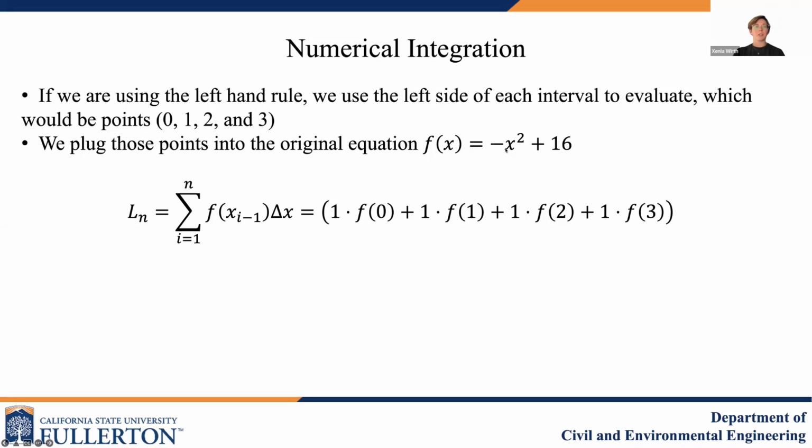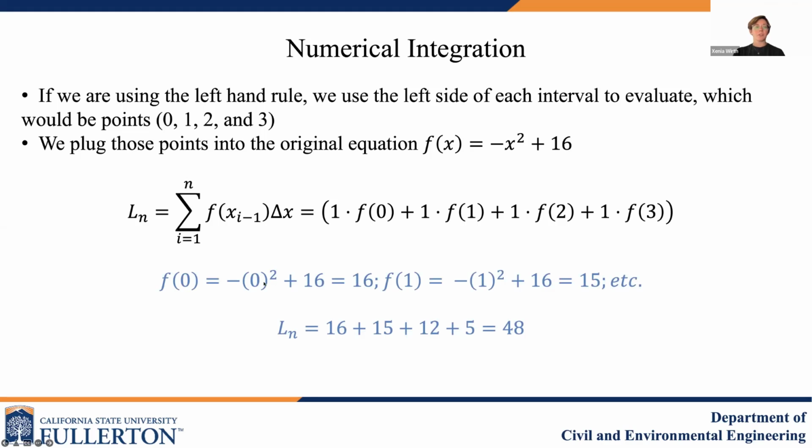Plug in 3 here. I find whatever f of x is equal to, and I multiply that by the length of my subinterval. And this is how you would do this numerical approximation. It's a sum of this formula. So if I plug in the values here, f of 0 is actually 16. I plug in 0, that goes away. f of x at 1 is 15, et cetera, et cetera. And I find that the actual approximation of the area is 15 plus 16 plus 12 plus 5, which is 48.